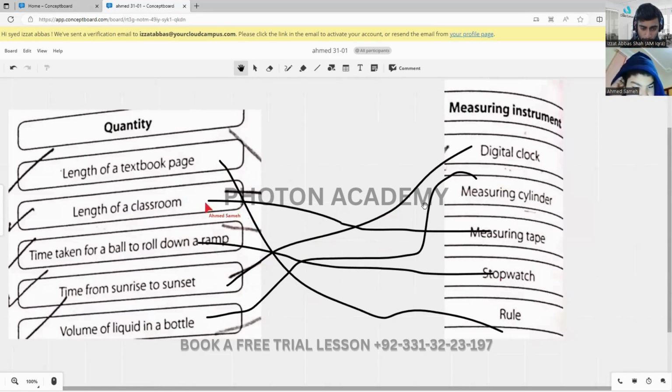There, sir. Okay. Let me write them down because it's not here. Length of a textbook page will be measured with a ruler. Length of a classroom will be measured with a measuring tape. Time taken for a ball to roll down a ramp will be measured with a stopwatch. Very good. Time from sunrise to sunset, digital clock, and volume of a liquid in a bottle will be measured in a measuring cylinder. Very good. Perfect.